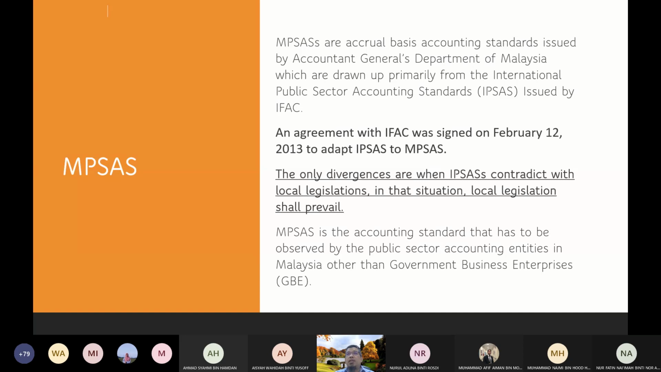I think in the private sector, financial reporting would generally be left to the accounting standards. MPSAS is the accounting standard observed by public sector accounting entities in Malaysia other than government business enterprises. This is very consistent with what has been promoted by IPSAS, that MPSAS is for government entities other than the GLCs, government-linked companies.